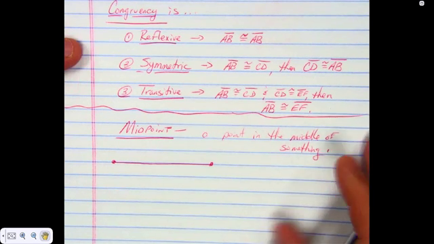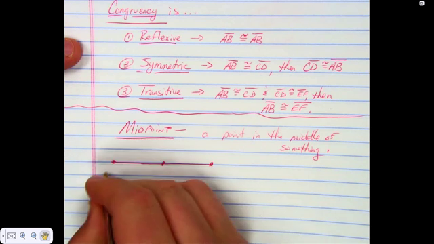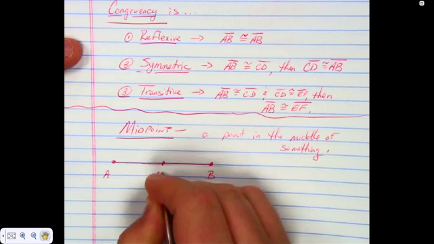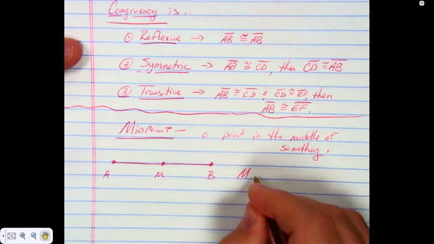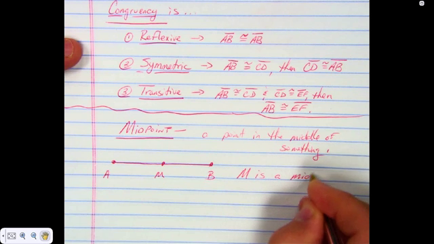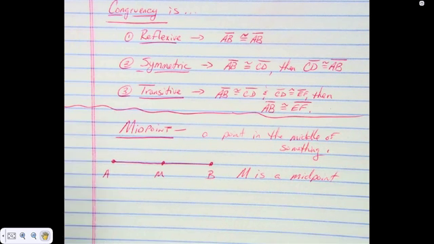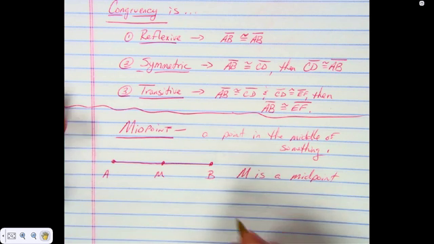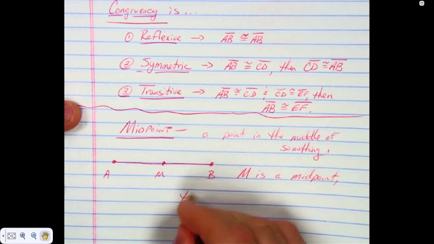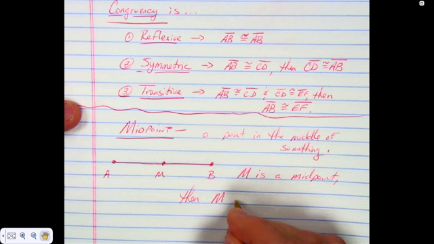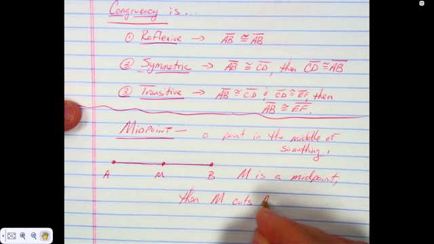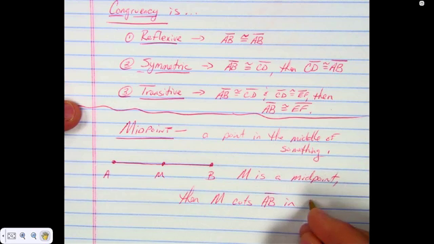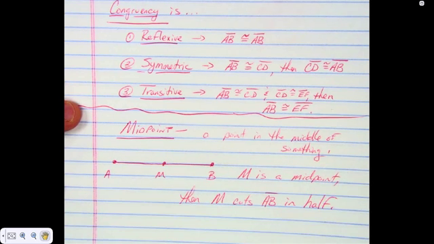Now, we're a little more specific about it here in geometry. If you had point A and point B and we called this M, and we said M is a midpoint, what do you think I could say? What do you think M does? How about say M cuts AB in what? It's right in the middle, isn't it?